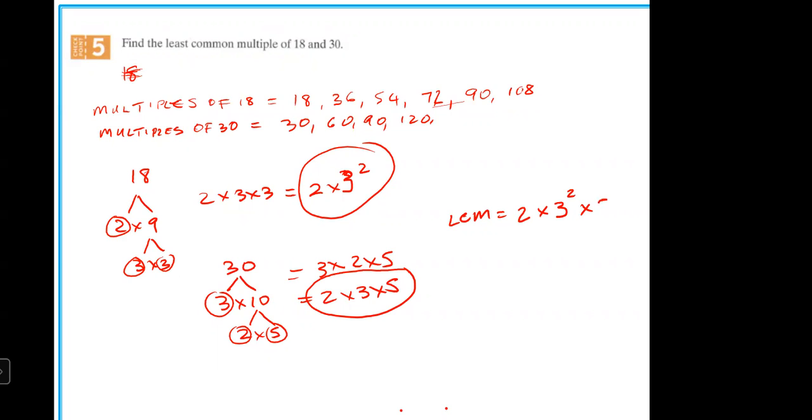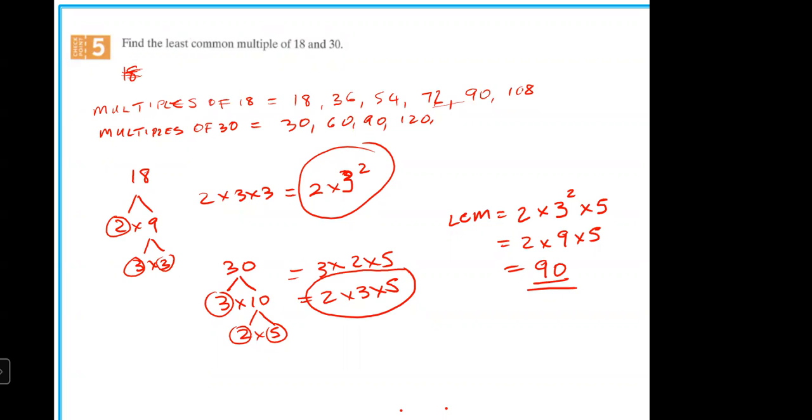Okay. And what's the highest power of 5? Just 1. Okay. So when you multiply this now, 3 times 3 is 9. Okay. So the answer then, 2 9s are 18, and 5 times 18? 90. All right, so the LCM is 90.